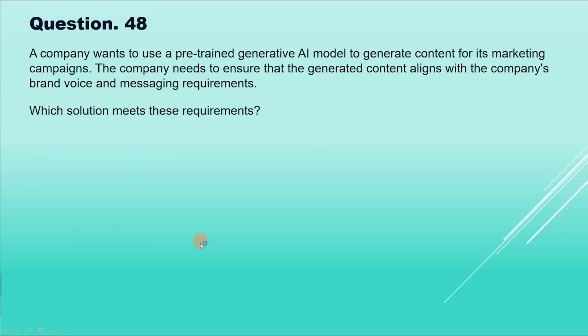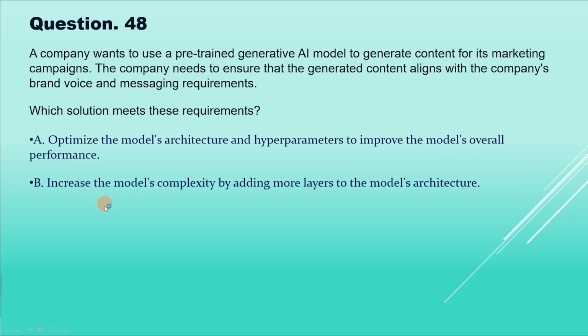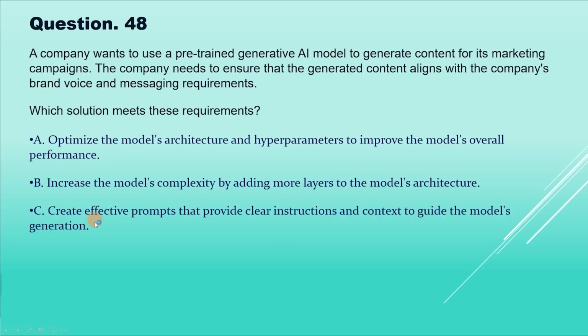Now question number 48. A company wants to use a pre-trained generative AI model to generate content for its marketing campaigns. The company needs to ensure that the generated content aligns with the company's brand voice and messaging requirements. Which solution will meet these requirements? Option A, optimize model architecture and hyperparameters to improve the model's overall performance. Option B, increase the model's complexity by adding more layers to the model's architecture. Option C, create effective prompts that provide clear instructions and context to guide the model's generation. Option D, select a large diverse dataset to pre-train a new generative model.